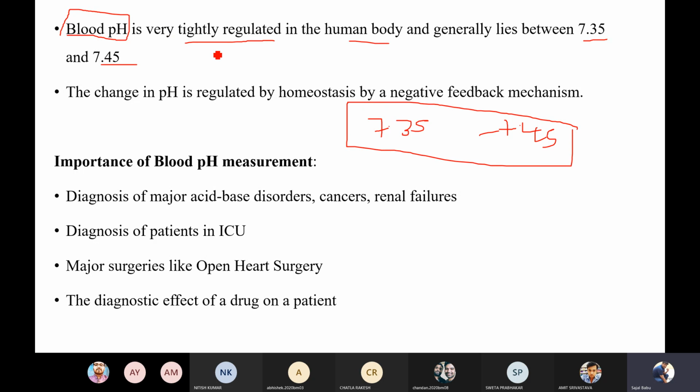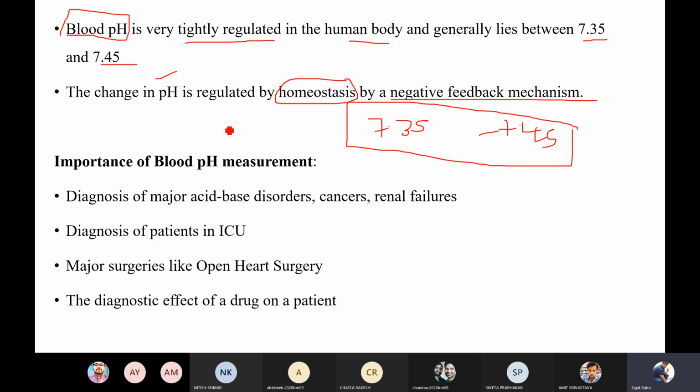So this is about the blood pH, and the change in pH is regulated by a negative feedback mechanism present in our body, which is called homeostasis. You may have come across this word in your anatomy and physiology classes. From here you can see that blood pH is very tightly regulated, and the change in pH is regulated by homeostasis, which is a negative feedback mechanism.